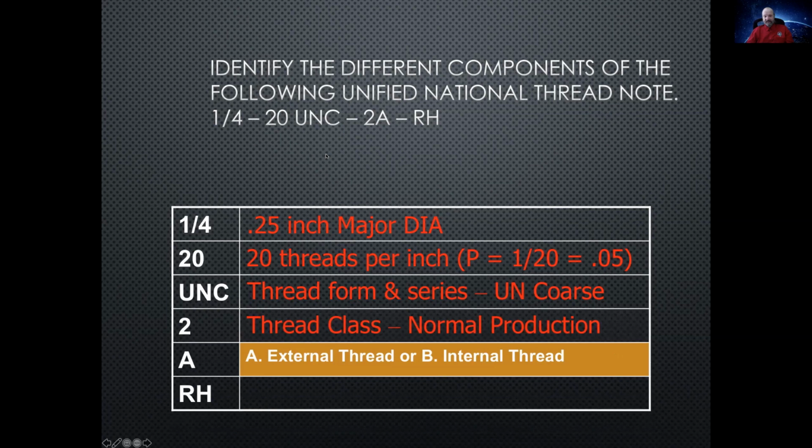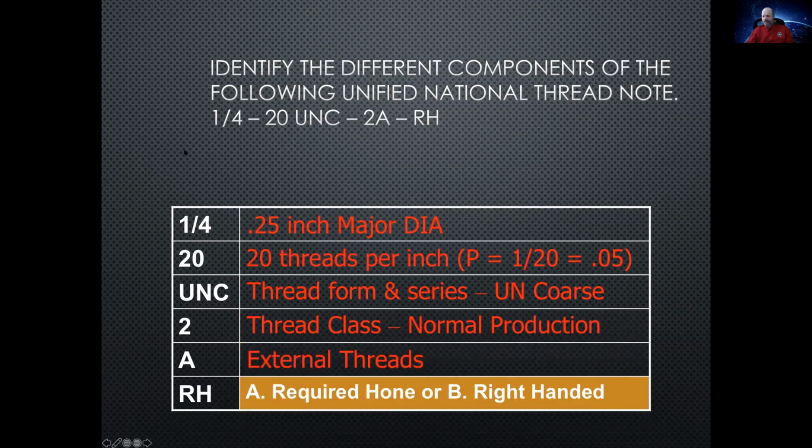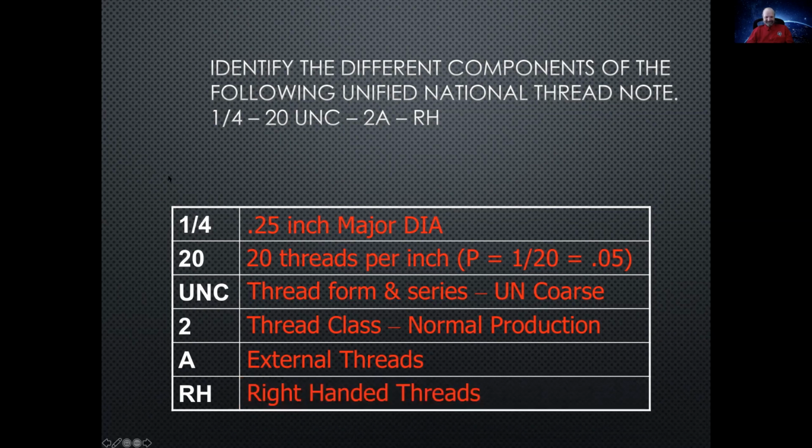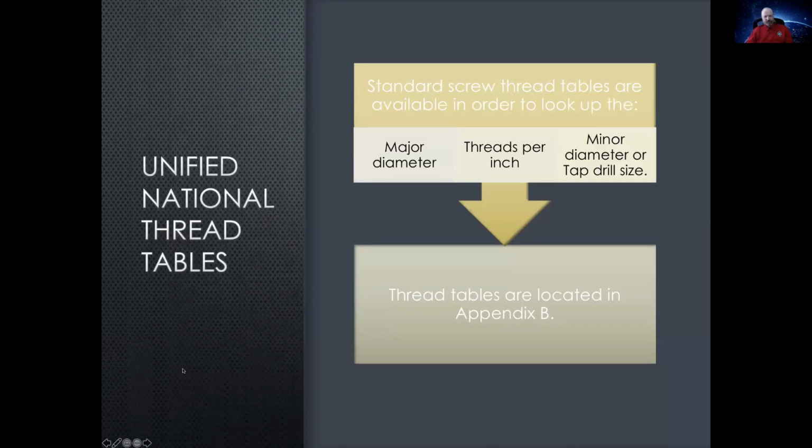Okay. And then if it's not listed, like they didn't have to list it there. So is the A for external or internal? We had a confusing slide earlier, so I can understand if you're confused on it. It's an external thread. Okay. And then that's easy, right? Required hone or right-handed? A or B? It's right-handed. Okay. So now you kind of saw what a unified national thread note looks like.